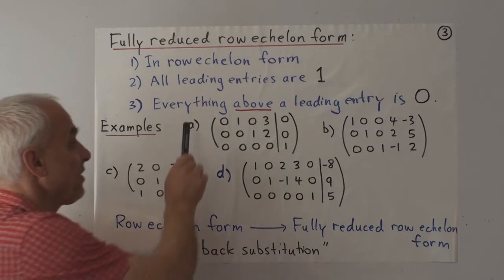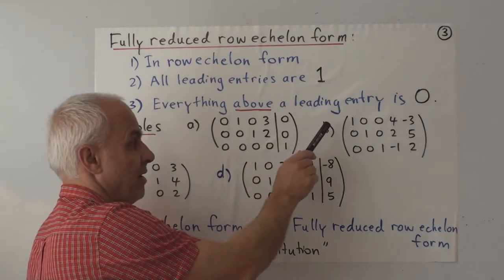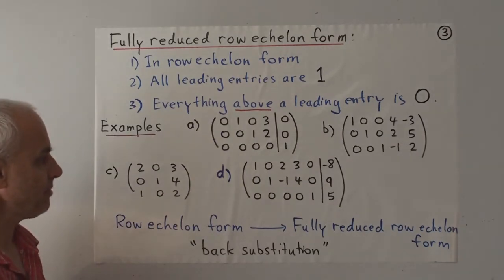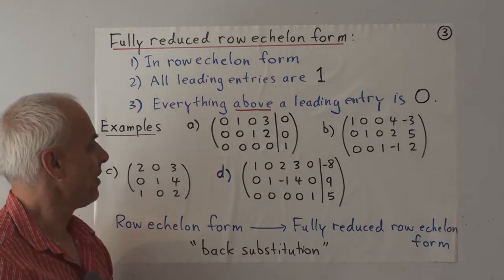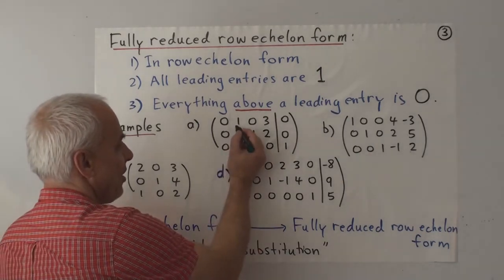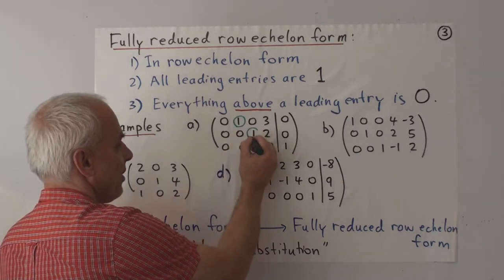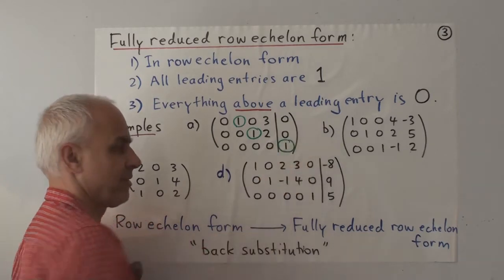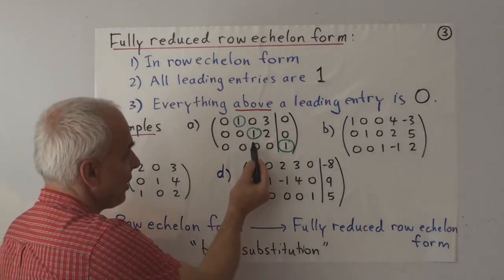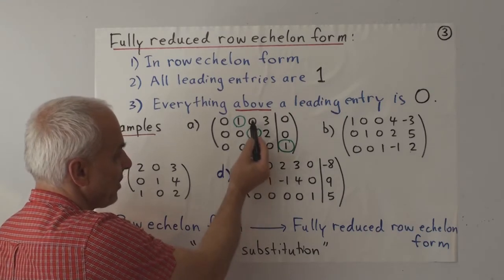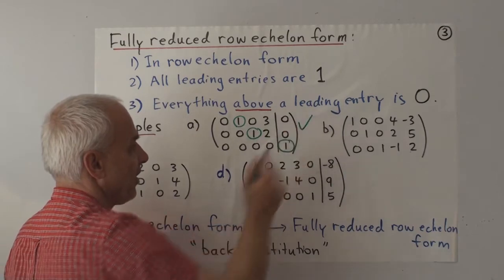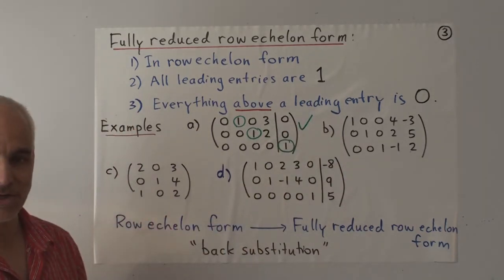And everything above a leading entry should be 0. Let's have a look at some examples. So in this example here, the leading entries are this element, and this element. They're all equal to 1. And if we look at the elements above each of these leading entries, they're all 0. So this one is in fully reduced row echelon form.